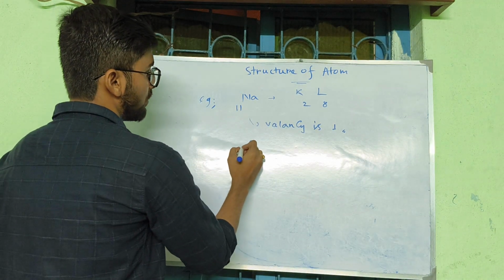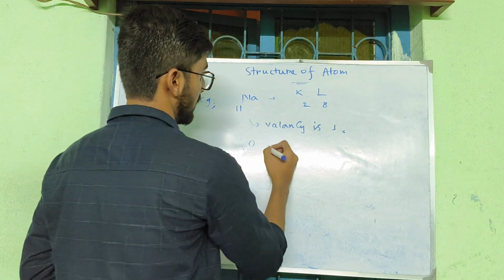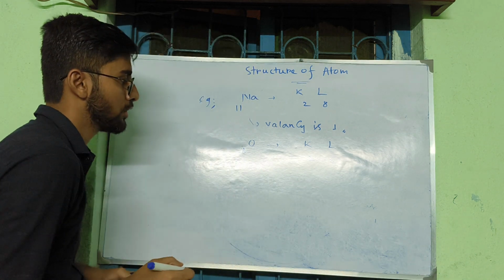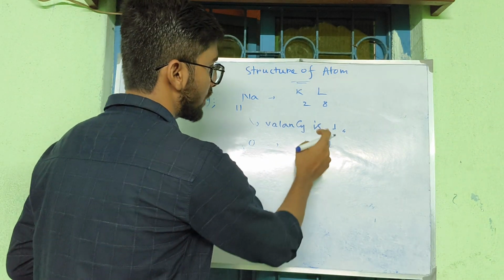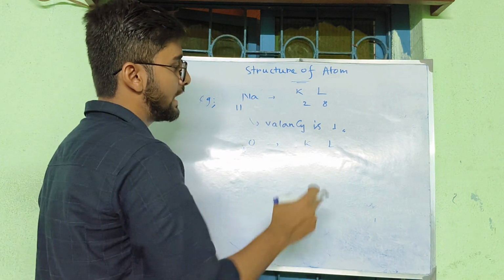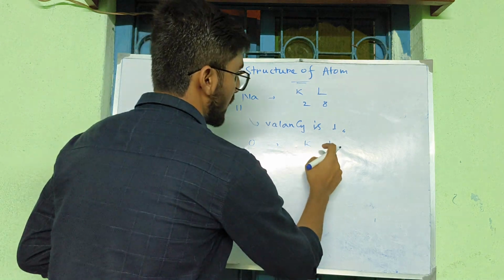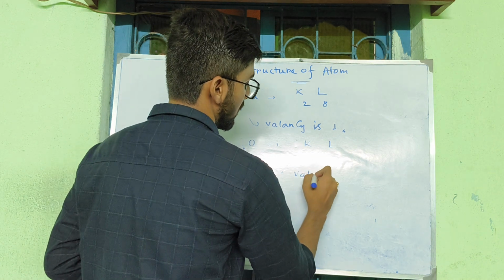In case of oxygen atom, it has 8 electrons, KL: 2, 6. So as you can see, it has 6 electrons in the L shell. To follow the octet rule, it accepts 2 electrons in the L shell, and its valency is 2.